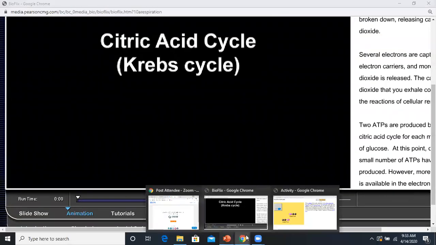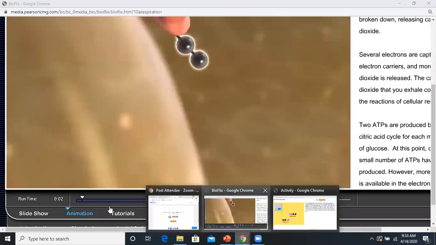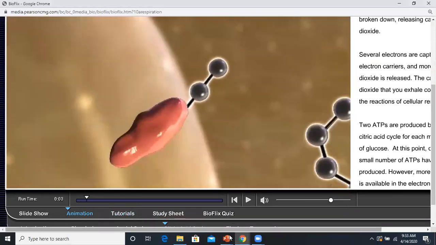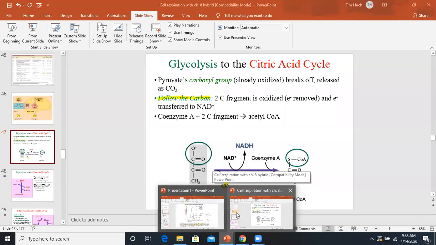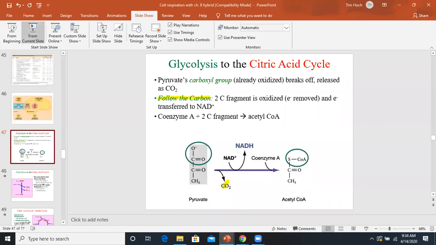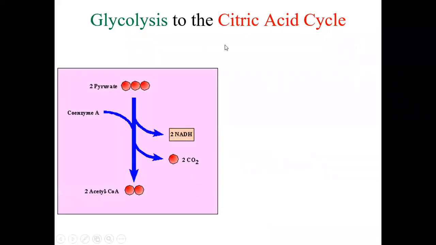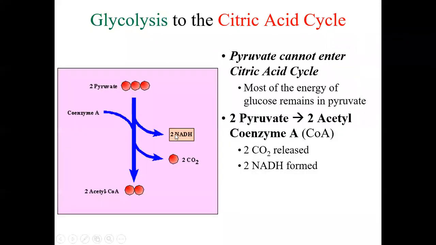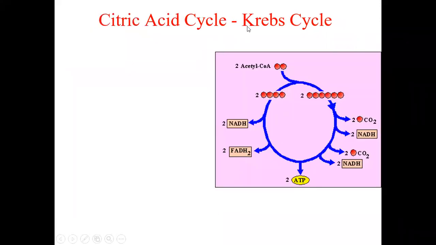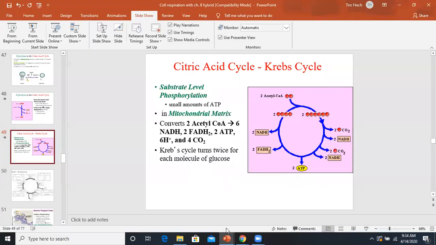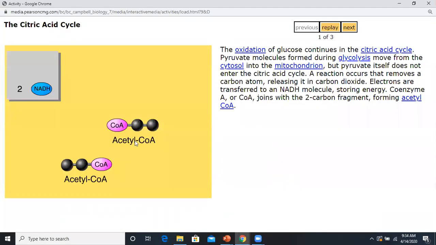So moving forward, let's kind of talk about the next step involved in all of this, which is going to be the citric acid cycle. This is just kind of a revisitation of the link reaction. But let's look at the citric acid cycle, and I will go over this first. So we made your 2 acetyl-CoAs. Let's see what happens next.